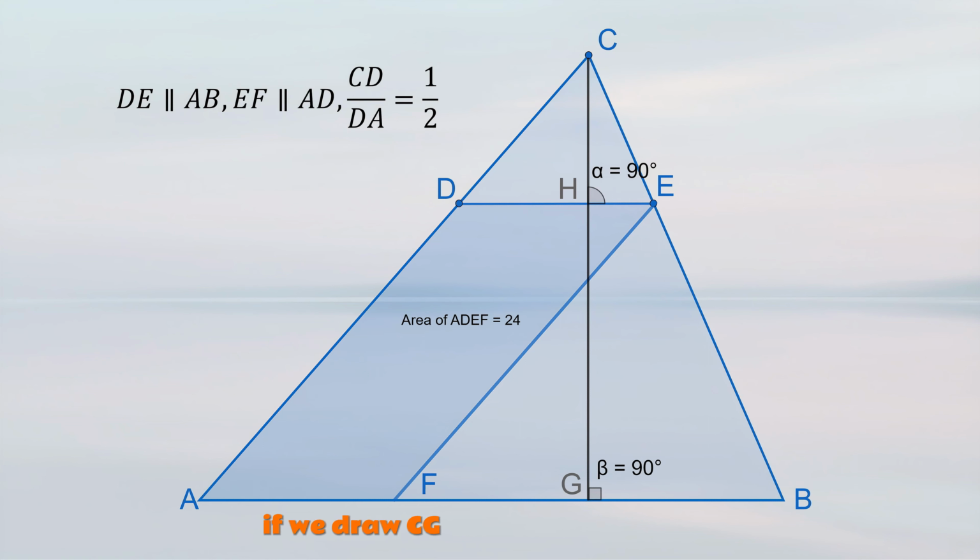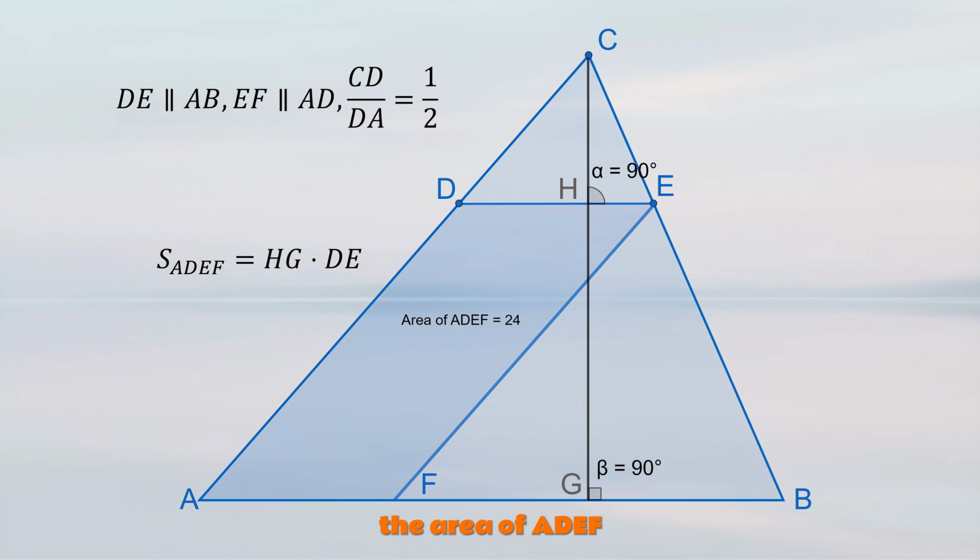If we draw CG perpendicular to AB and CG intersects DE at H, then CH must also be perpendicular to DE because DE is parallel to AB. Also, CH divided by HG equals 1/2 based on what we just proved. So, the height of triangle CDE, CH, is half the height of the parallelogram ADEF.